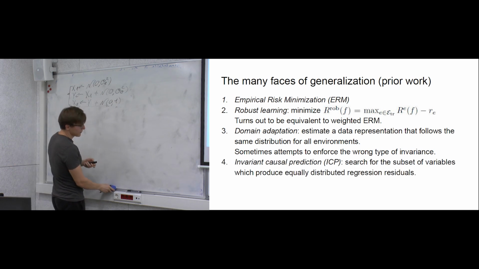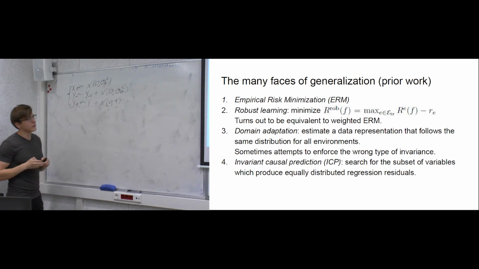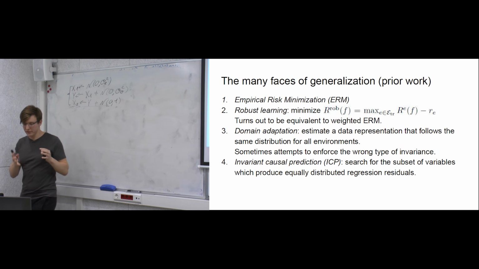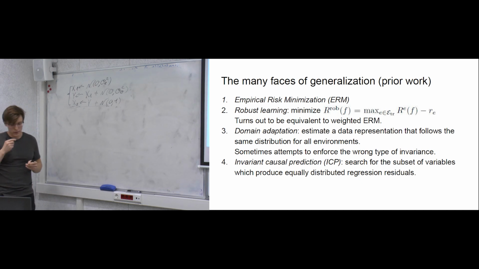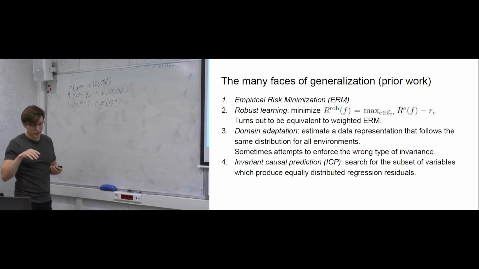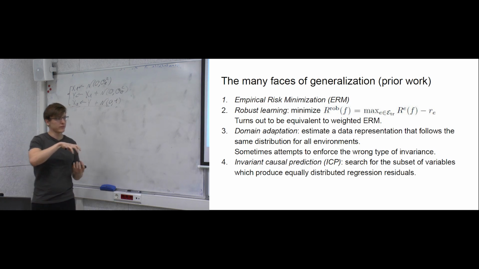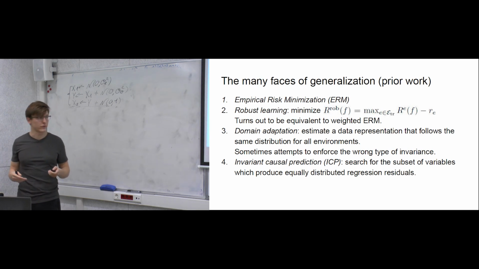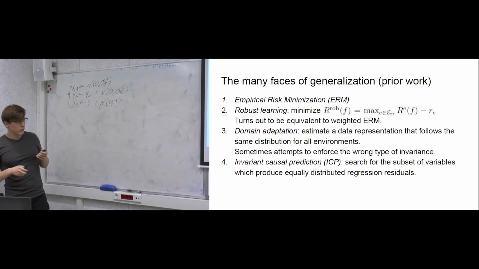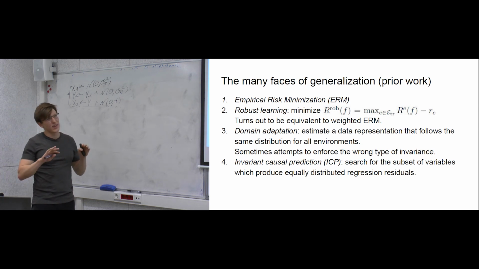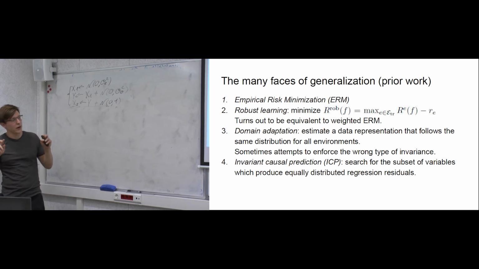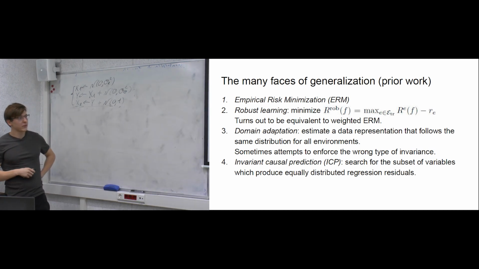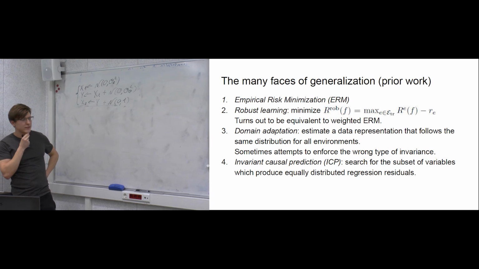And finally, so-called invariant causal prediction. The idea is to find a subset of variables such that the linear regression on top of that subset would have equally distributed residuals across environments. Okay? So basically, this is somehow a state-of-the-art method before the one I'm about to present, but it has several drawbacks.